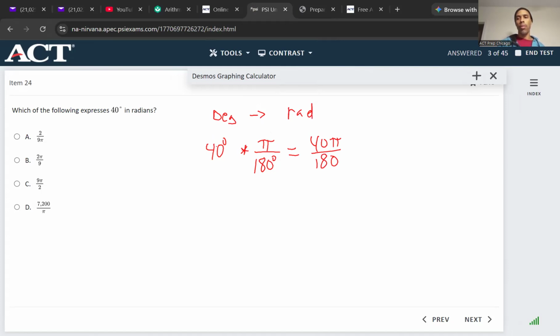Whenever you can divide both by 10, that's the same thing as crossing out the 0 at the end. So that would reduce that to 4 pi over 18. So ugly pi symbol. Divide both of those by 2, we get 2 pi over 9. We're just putting the fraction in simplest form. So here we divided the numerator and denominator by 10. Here we divide the numerator and denominator by 2. The answer is B.